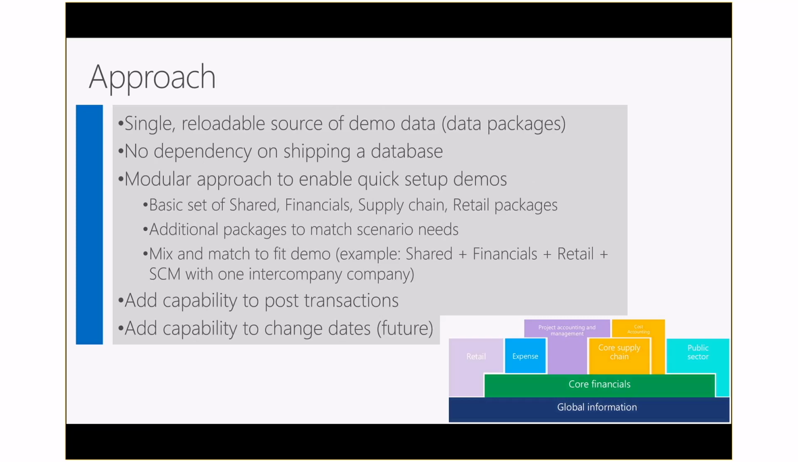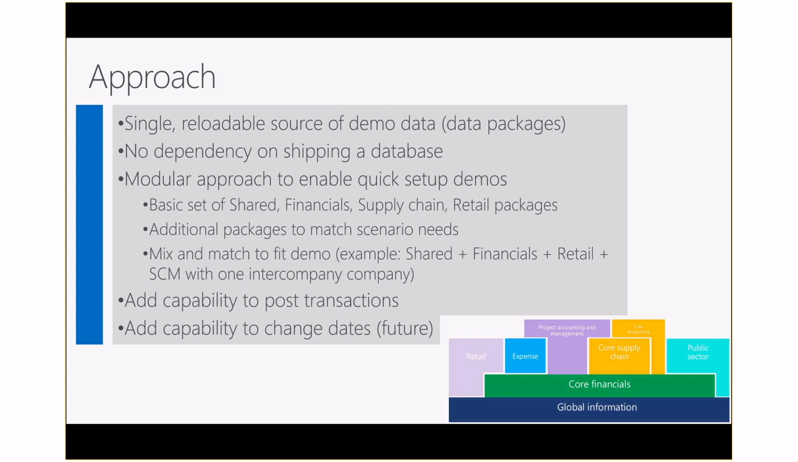So what we did is we divided up the demo data into single reloadable packages. So you get one source of your demo data in a set of packages. There's actually 13 packages today. There'll probably be more in the future. We wanted no dependency on a shipping database, so you don't need to go into LCS and ask for demo data. You can get an empty database and load anything you want based on these packages. We'll talk about LCS a little bit later.